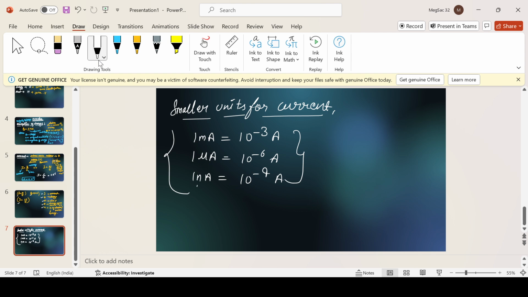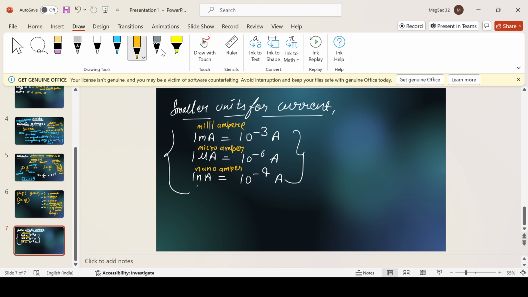Third one is nano. Let me write the name also along with them, then it will be good. It's a milliampere. This is microampere. This is nano ampere.